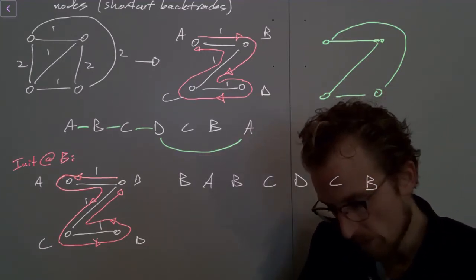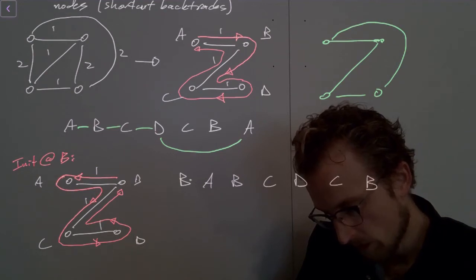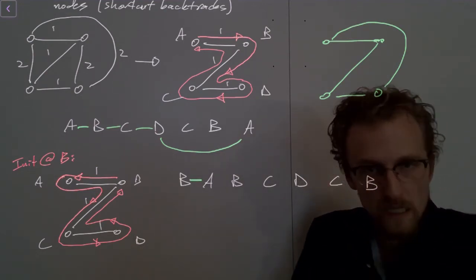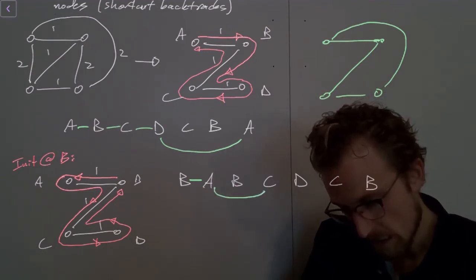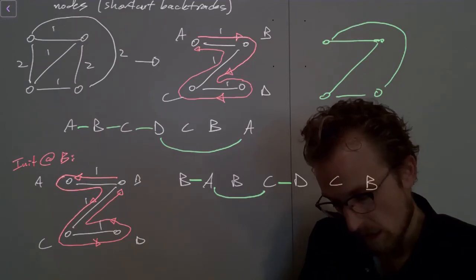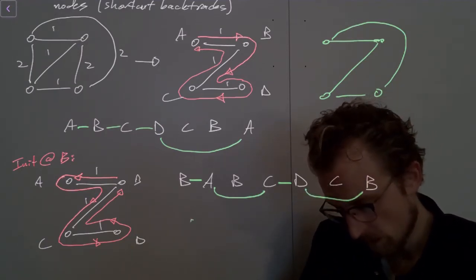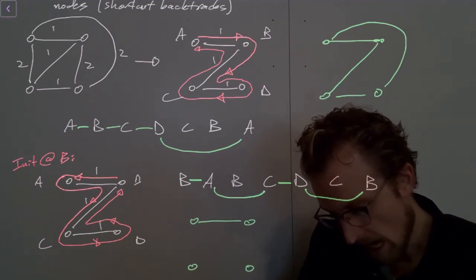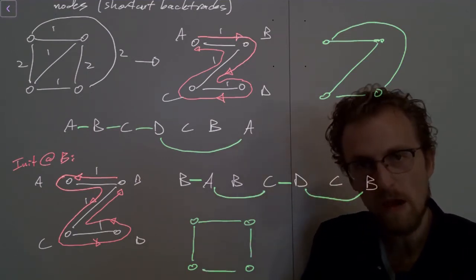Okay, so what's the Hamiltonian circuit? Well, the Hamiltonian circuit says we'll include the edge from B to A, and then we'll skip that second B because we've already been there. So then we'll go from A to C, then to D, and then we've already been to C, so we skip that and jump back to B. And so if we draw this thing out, it looks like this. We've got B to A, and then A to C, C to D, and then D back to B.